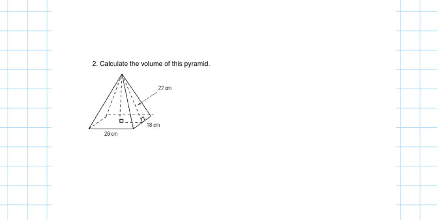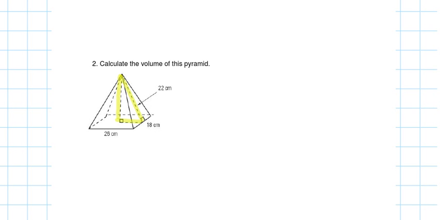So what do I need to do first in order for me to be able to find the volume? What do I have to solve for? The height. I already know the slant height, which I don't need. I need to find the height of the pyramid. And to find the height of the pyramid, I have to use the right angle triangle, right? And use Pythagorean theorem to be able to solve for that, all right?